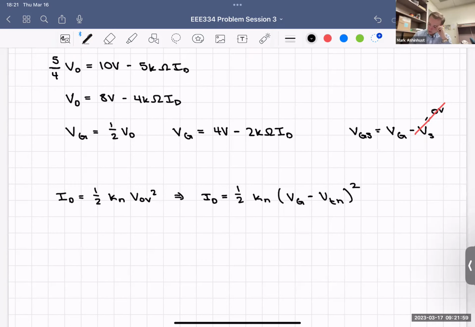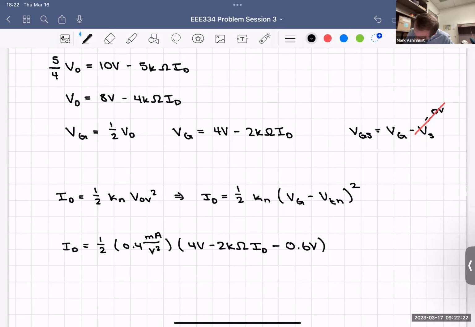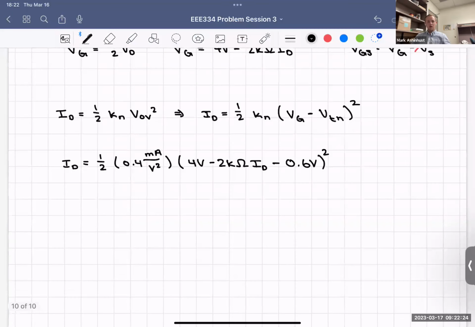And we know VG now in terms of ID, so we can plug everything in here to find ID. ID equals 1/2. Kn we know is 0.4 milliamps per volt squared. We know that VG is 4 volts minus 2 kilo ohms times ID, minus VTN is 0.6 volts, squared. And now is when we take out some algebra, do some substitution, some multiplication kind of stuff.